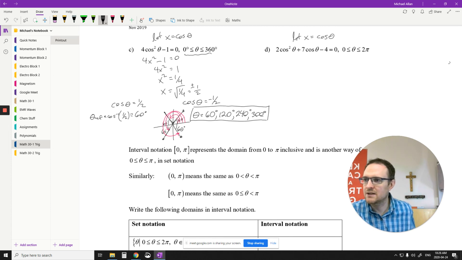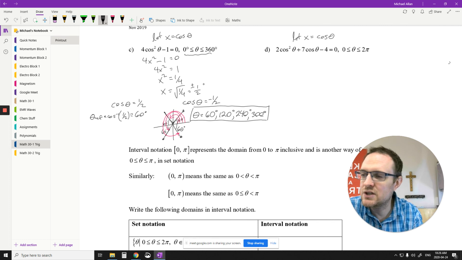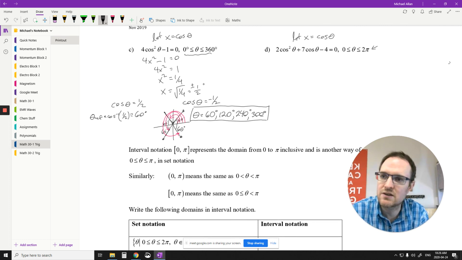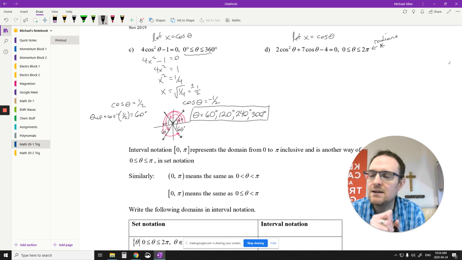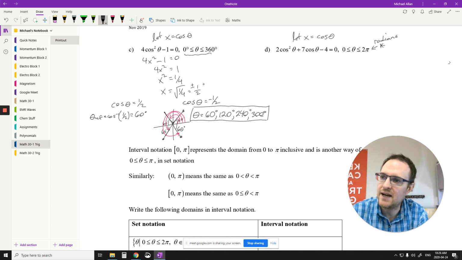Again, I like to solve everything in degrees. And if you have to change it to radians, like this next one here, you're going to have to change it to radians eventually. I would do that after the fact.